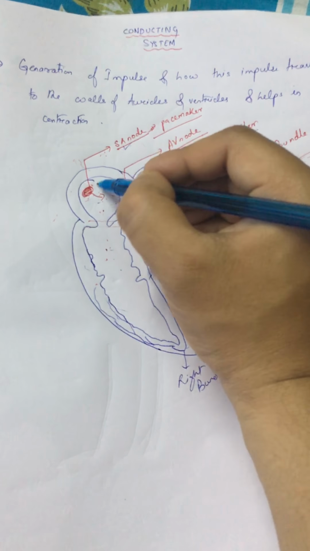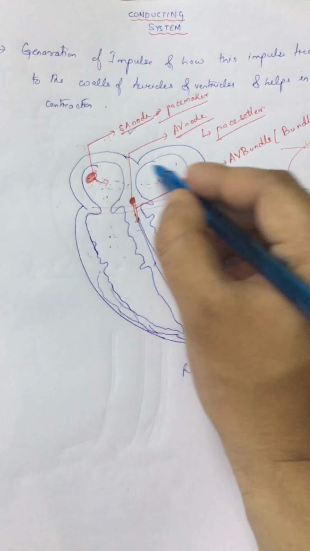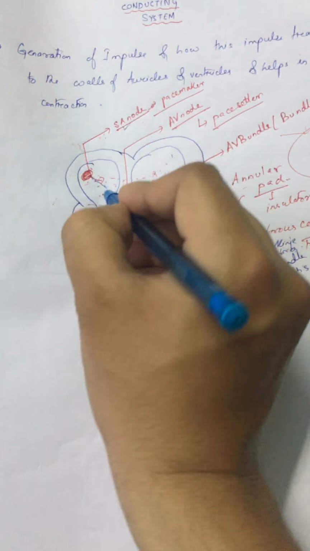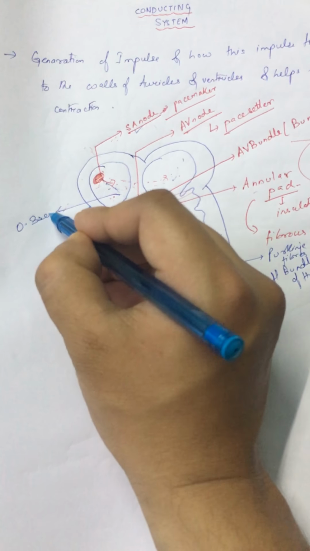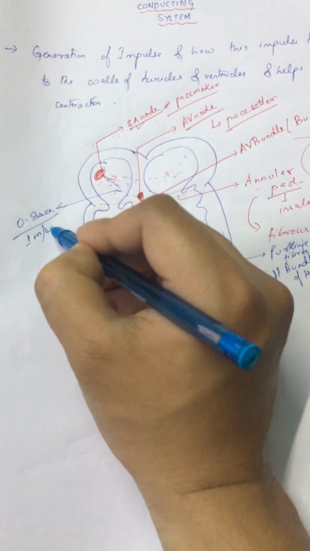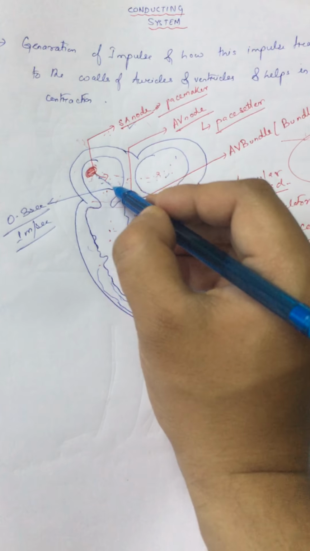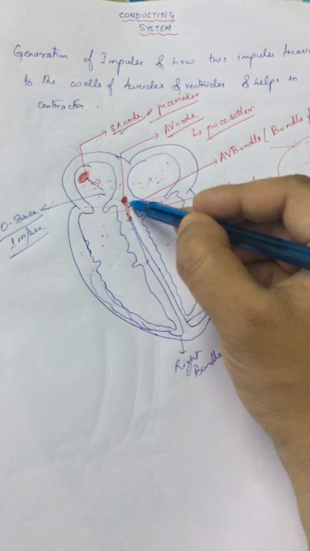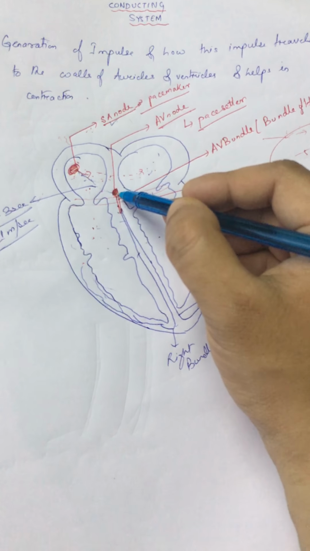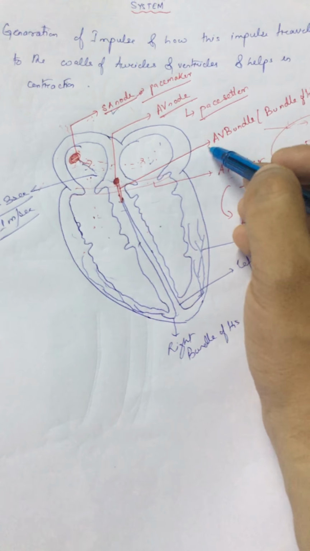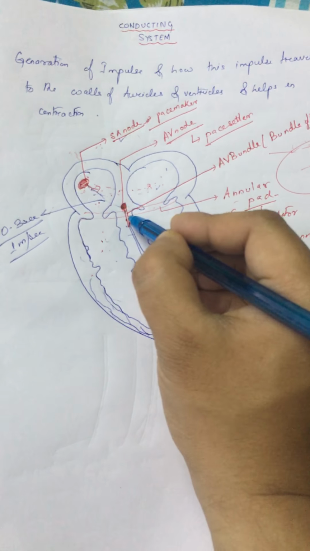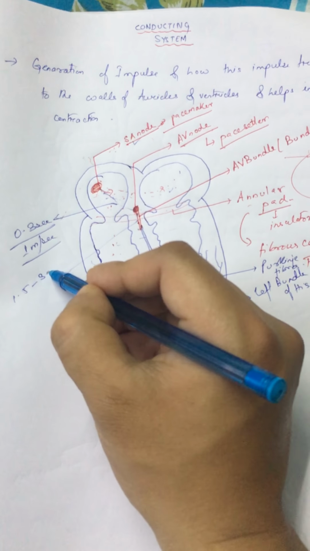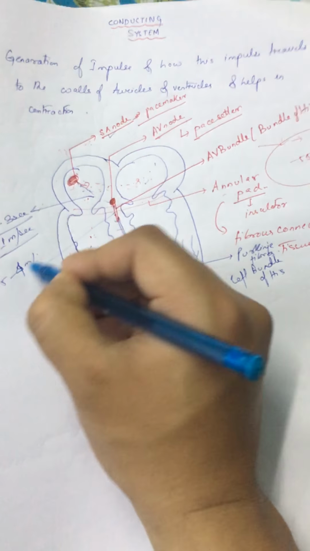The impulse from the SA node passes to the whole auricular chamber, and the time taken by the impulse to reach the AV node is around 0.3 second, at a speed of around 1 meter per second. After that, the AV node receives the impulse and passes it to the AV bundle at a speed of around 1.5 to 4 meters per second.